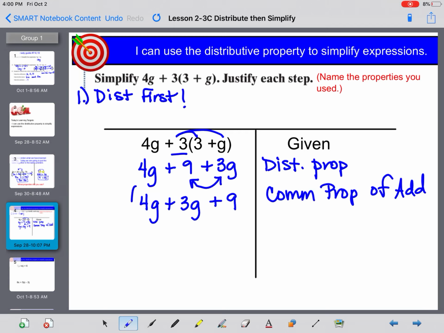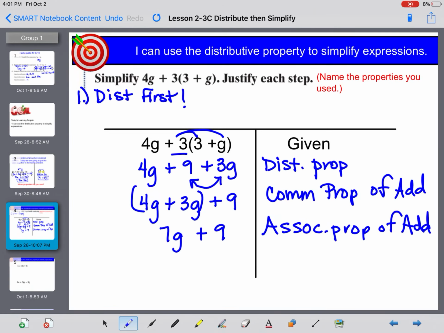And now I can combine them. 4g and 3g are like terms. I can call that 7g plus 9. And that's the associative property. Now, I cannot combine 7g and 9 because they are not like terms. This is my answer right here. That's all I have left.